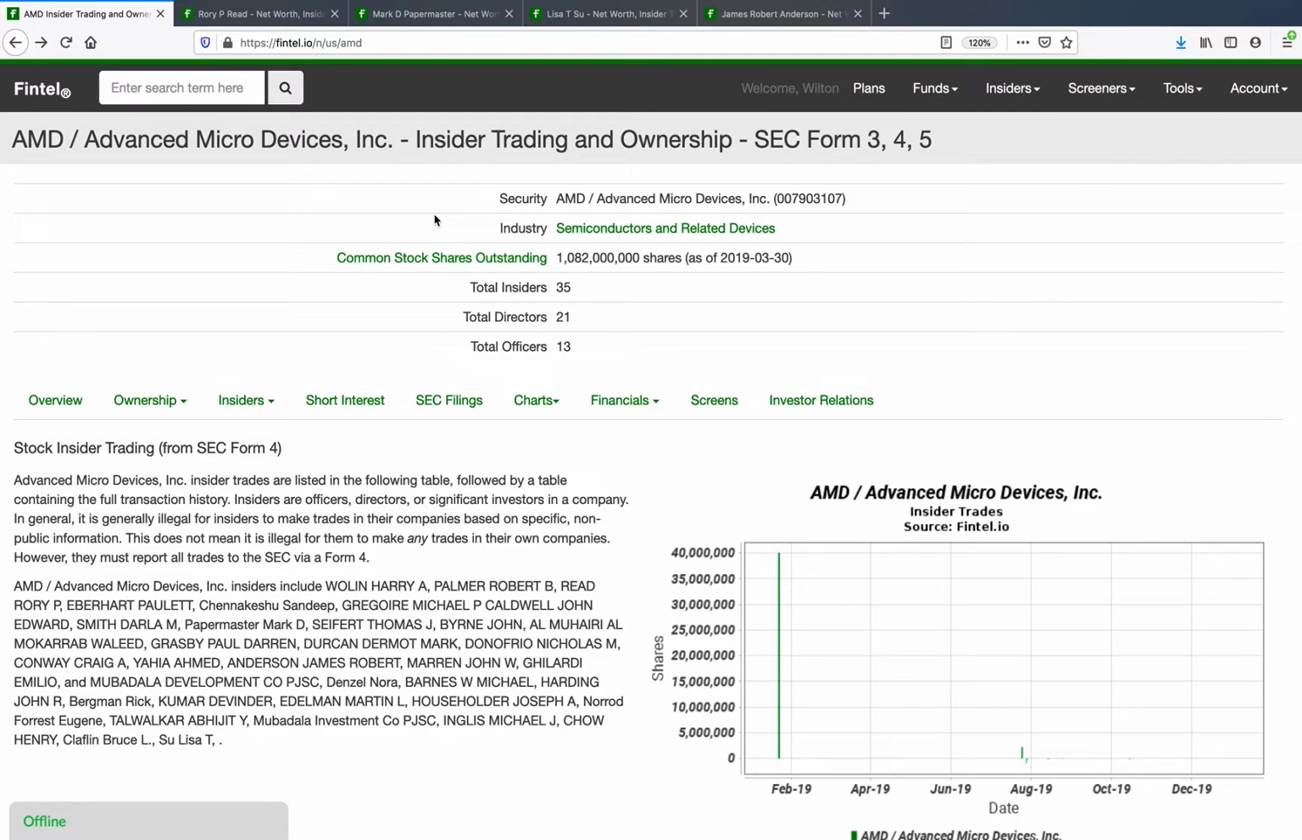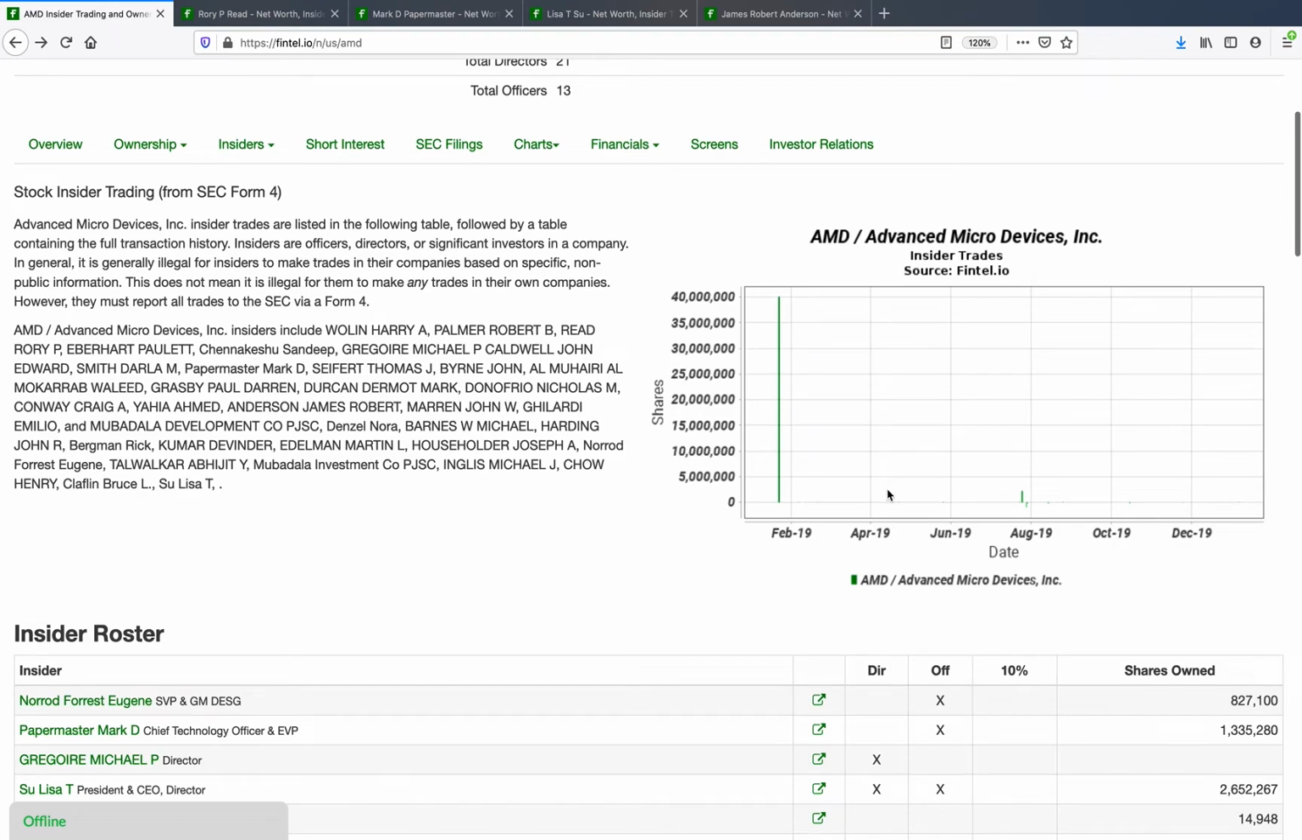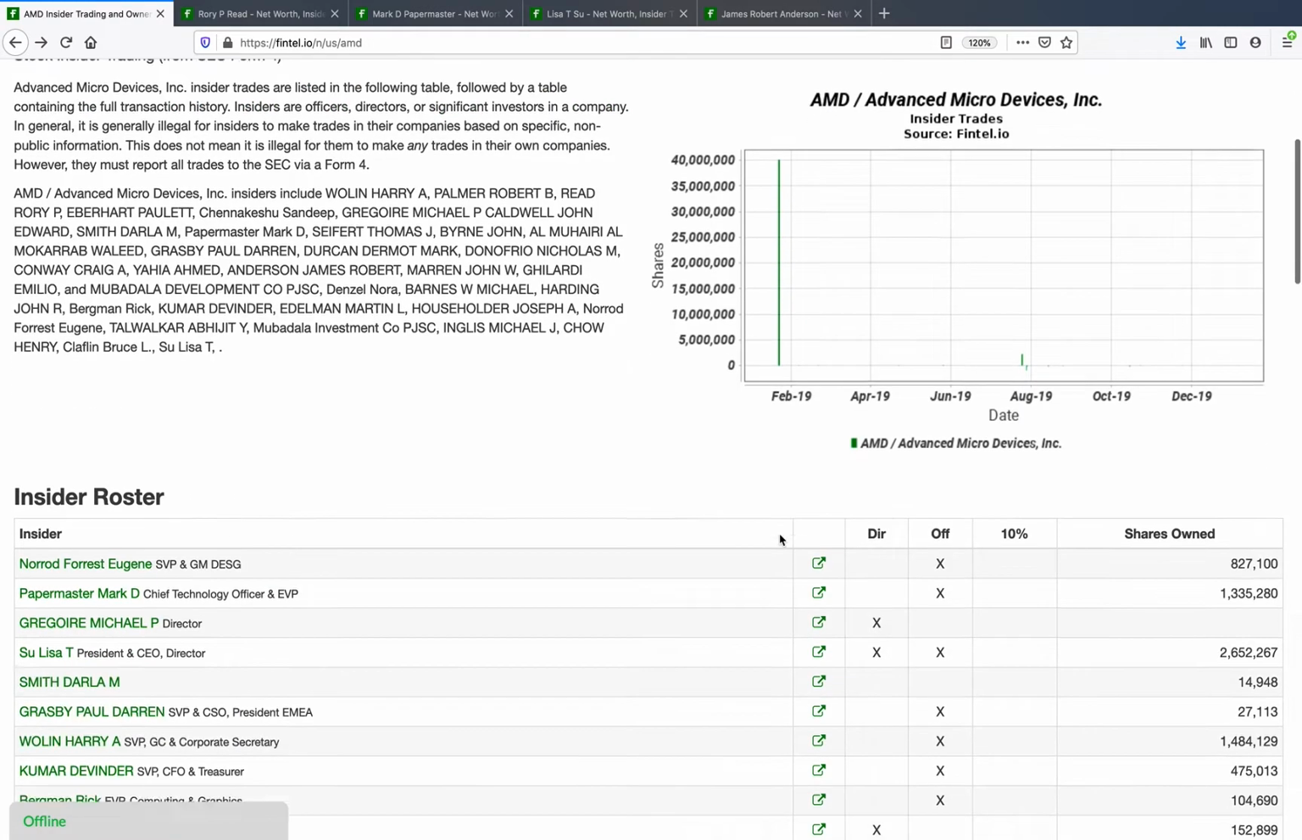page, insider page on Fintel, and there's some header information here which is interesting, and then there's a chart here which is a little bit weird because there was a big purchase a long time ago, which kind of washes out all the rest of the chart. But let's ignore that for the time being.